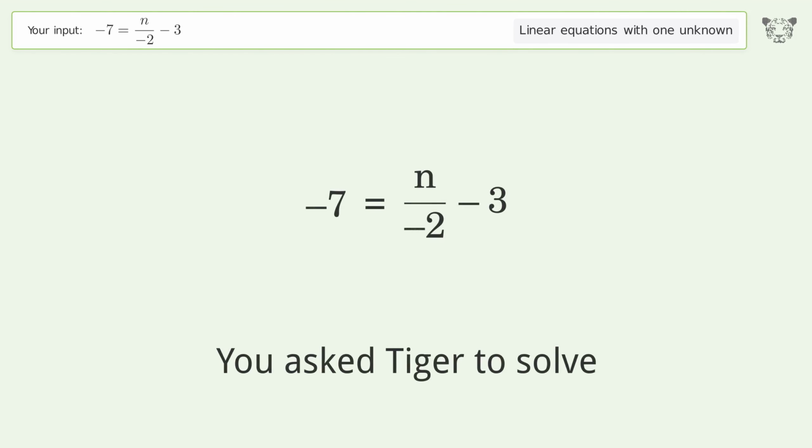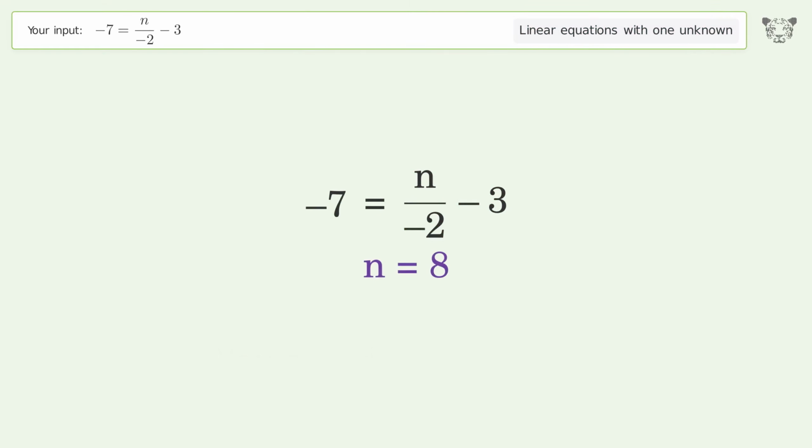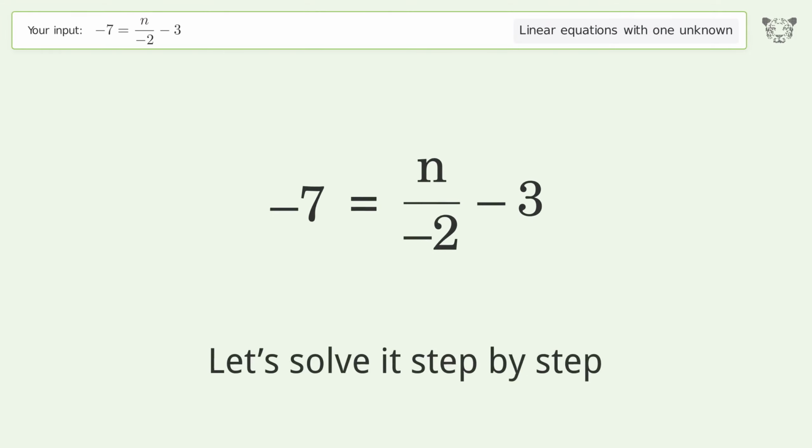You ask Tiger to solve this. It deals with linear equations with one unknown. The final result is n equals 8. Let's solve it step by step.